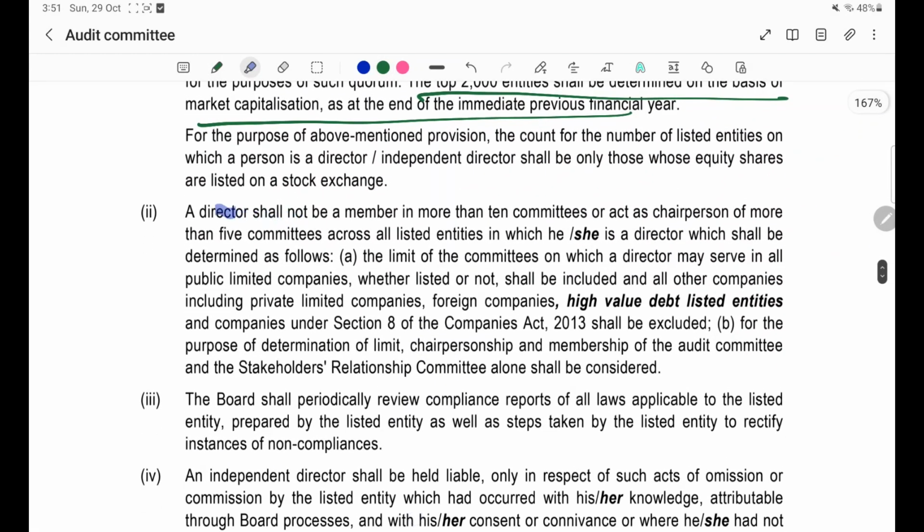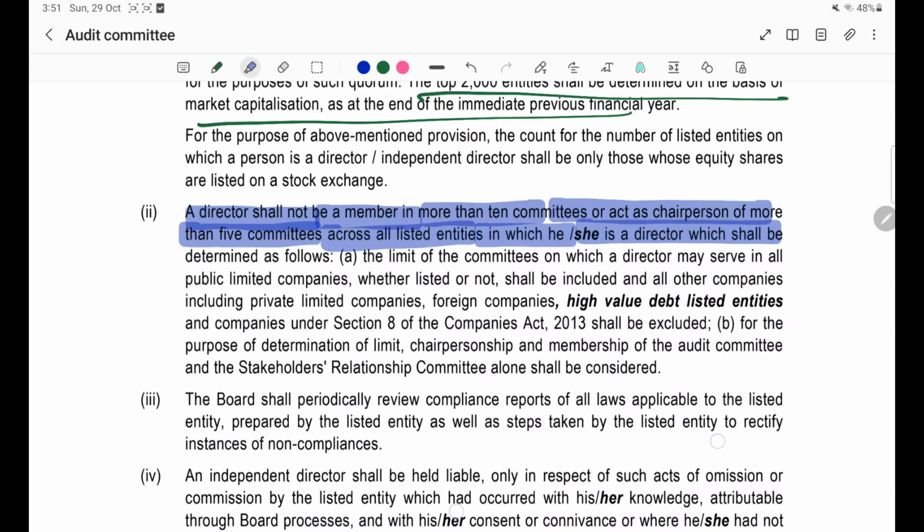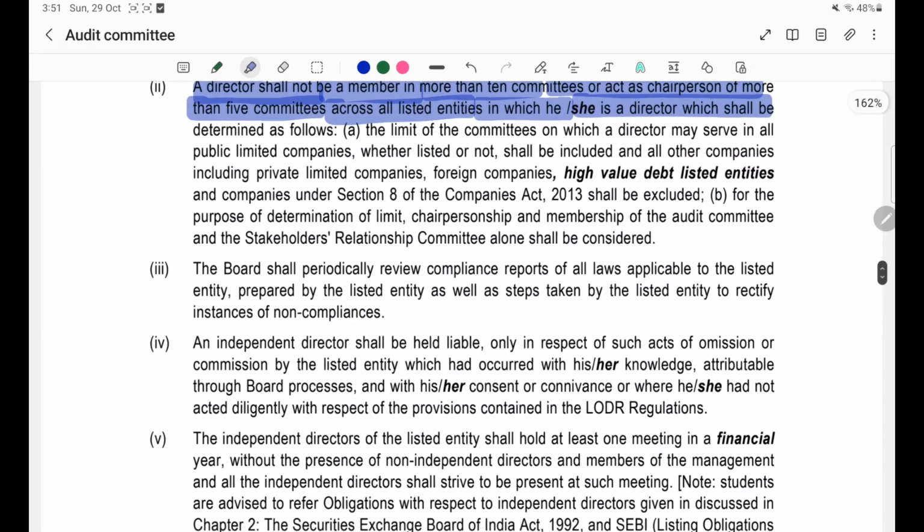Then again the second point, a director shall not be a member in more than 10 committees or act as a chairperson of more than 5 committees across all listed entities in which he or she is a director. So these are points you have to see.